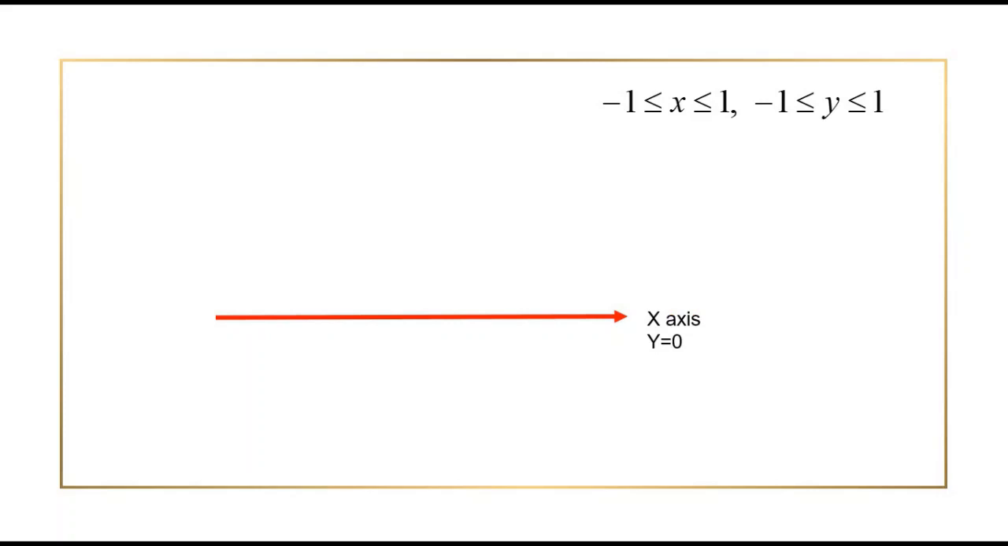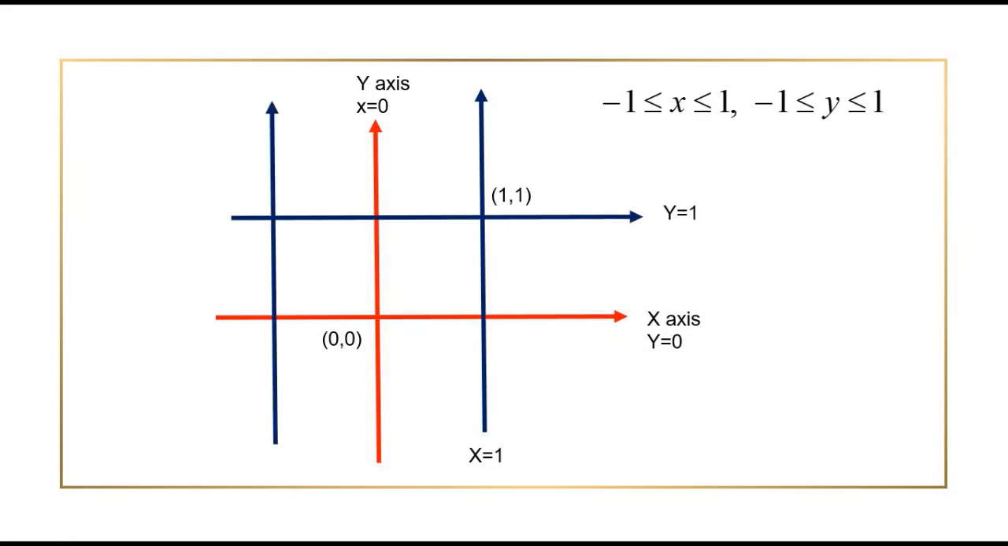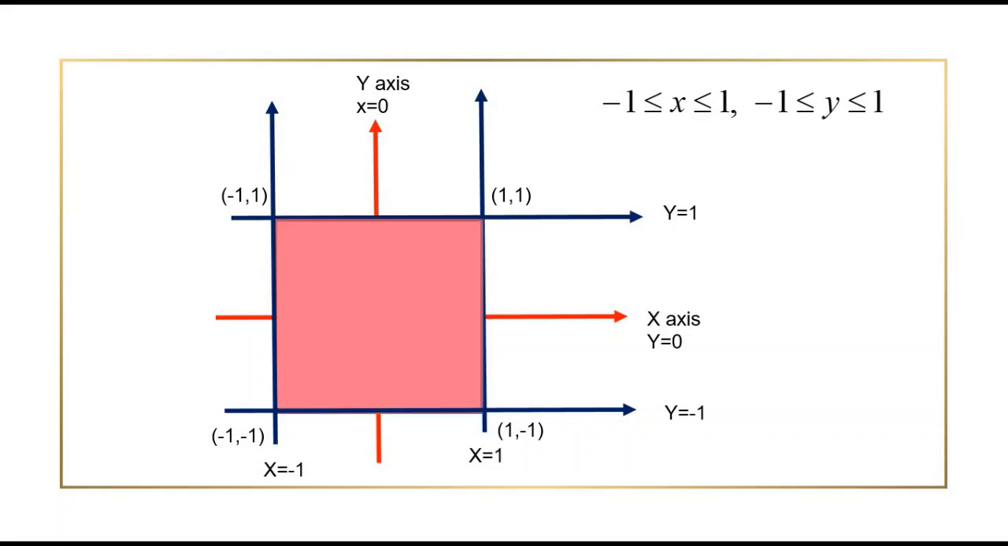So x-axis, y-axis, origin, x equal to 1, y equal to 1, and this is our point (1, 1), x equal to minus 1, this is our point (minus 1, 1), y equal to minus 1, and these are the points (minus 1, minus 1) and (1, minus 1). Since we got our region, the region bounded by all these 4 lines is this region. So in this region our joint PDF is defined.